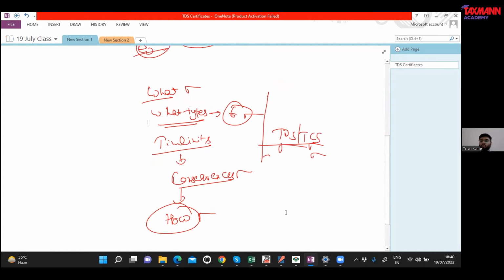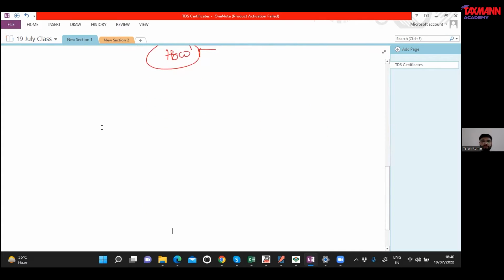So first I'm coming to what are the types of TDS certificates. So if anyone would like to answer what were the types of TDS returns, there were 9 forms. If anyone can recall, we have taken class I think 2-3 days back. So what were the types of TDS return? Any forms numbers you remember? It's 24. Yes, it started from 24. 24Q. Yes.